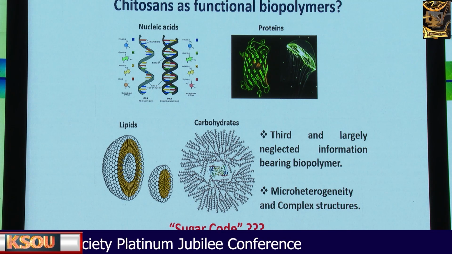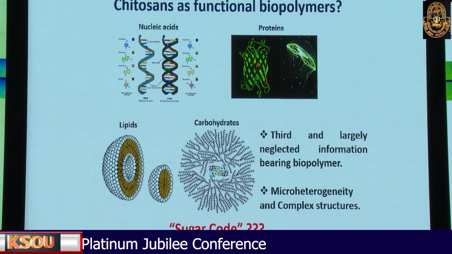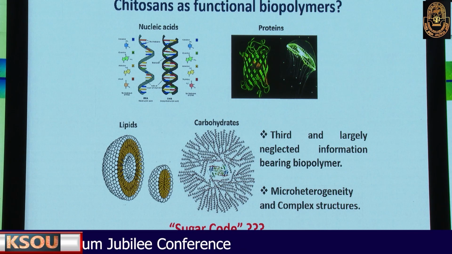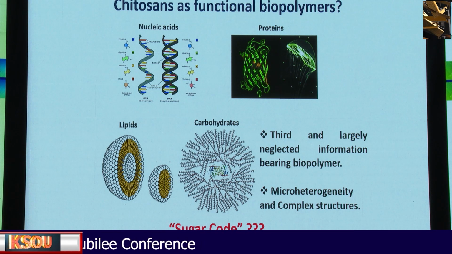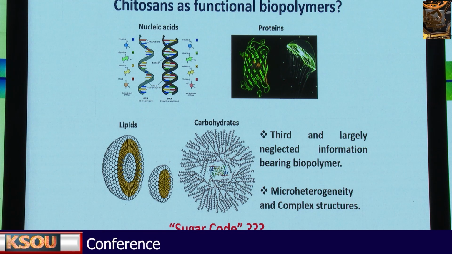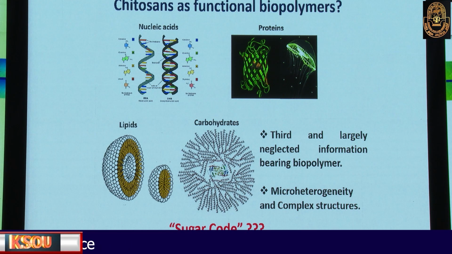And all of us know those who have contributed for sequencing of nucleic acid got a Nobel Prize. So those who have contributed for sequencing of proteins also got a Nobel Prize. And in both the cases, it was Friedrich Sanger who got a Nobel Prize for that.